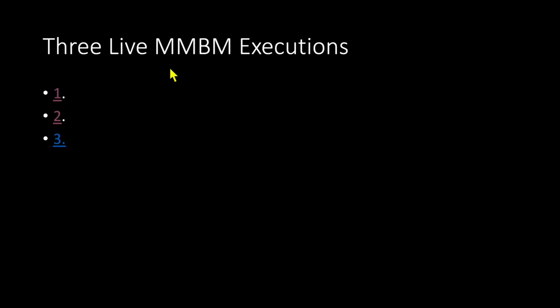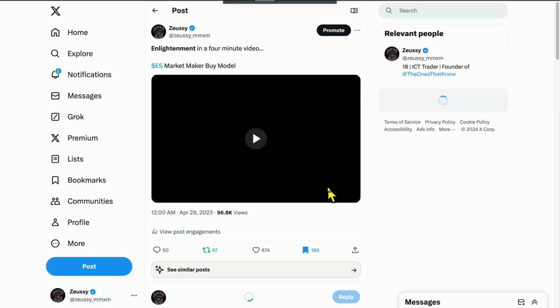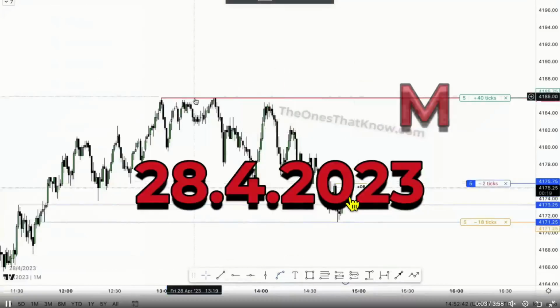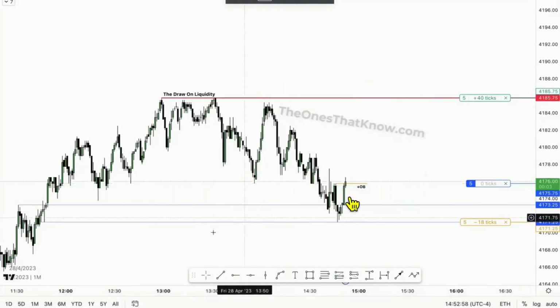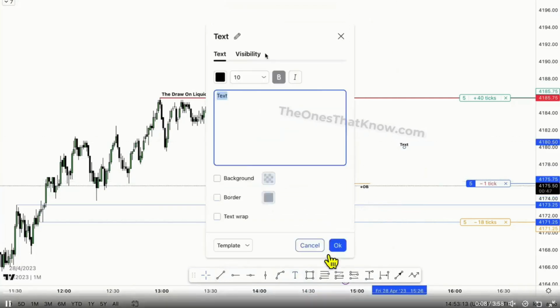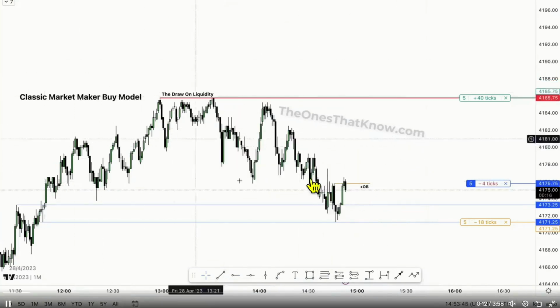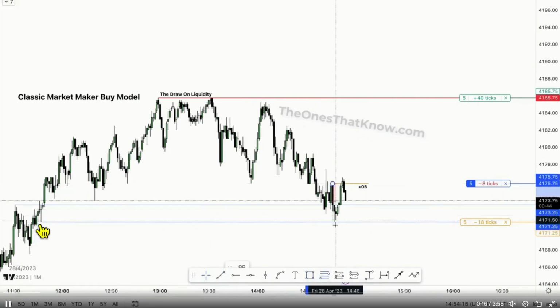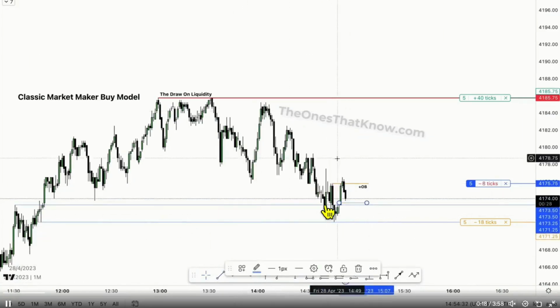So let's take a look at 3 live market maker buy model executions. So here we are at the first market maker buy model execution. What we can see is that price retraced into my point of interest, which was this candle's low right here, which was a higher time frame imbalance.